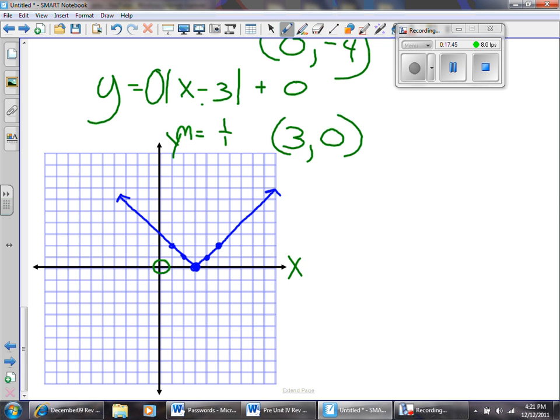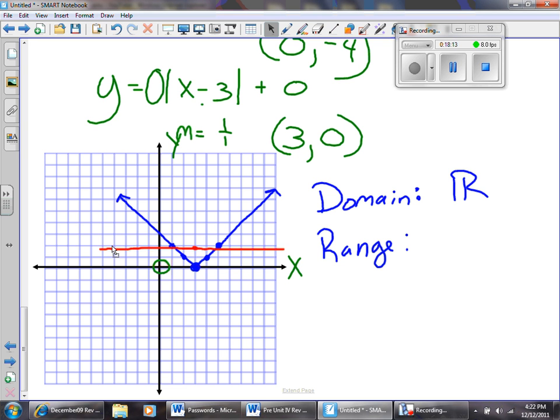Okay. Well, my domain. Again, x can be all real numbers. My range. It looks like the y values can be anything from this point up. I draw that horizontal line there. Hey, that's a pretty spiffy looking line there for drawing freehand. All those y values up there will eventually intersect with that V. Y values down here will not.